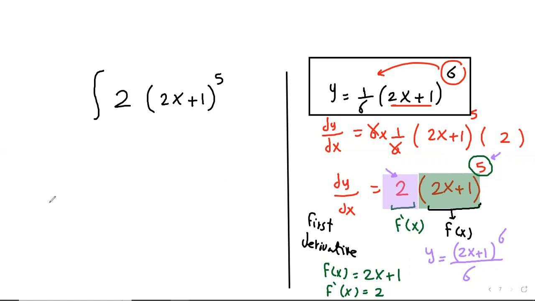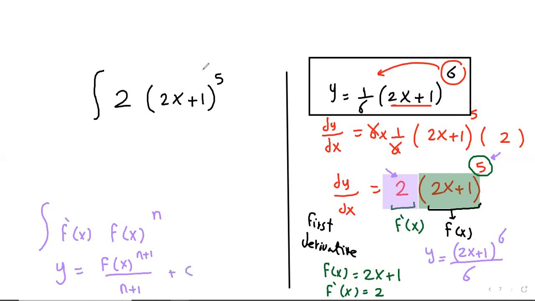So if we have integration of f prime x, the differentiation of f of x, and here the power is n, so what is the original function here? Y is going to be what? F of x to the power of n plus 1 divided by the new power, then plus c.